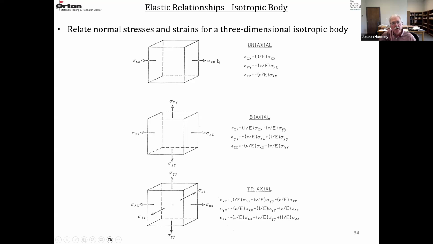So that's due to the Poisson effect. So that's simple compression or tension loading. If you apply 2 stresses, it's biaxial loading. So you have to, again, account for the Poisson effect. And if you apply 3 stresses, it's the triaxial condition.